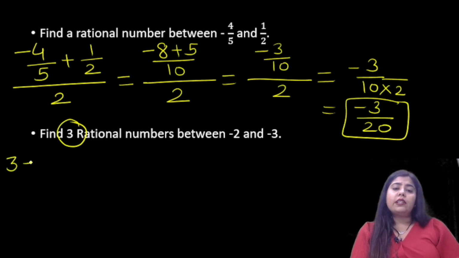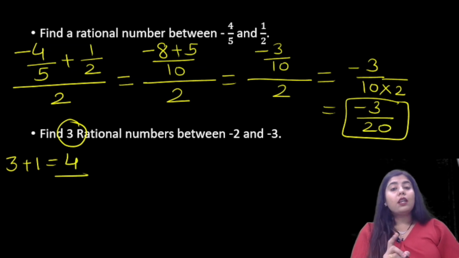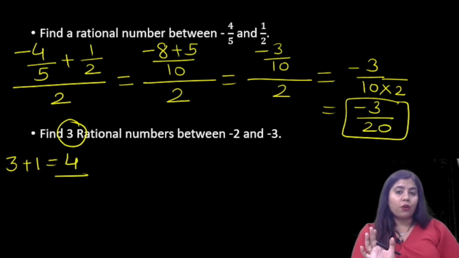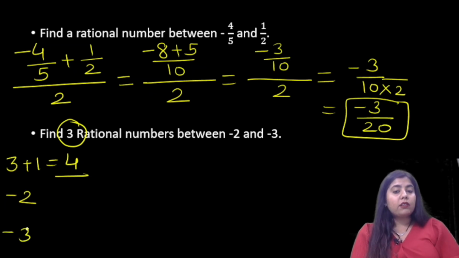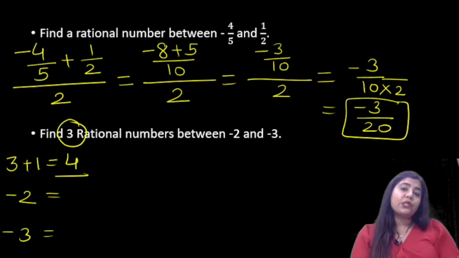Just add 1 in it. When you add 1, you will get the answer as 4, right? Now see what we have to do with this 4. Now you have to find the rational numbers between -2 and -3. Just write -2 and -3 here. Now you have to write the equivalent fractions. Now how can we find the equivalent fraction, and how can we know that whatever we find as the equivalent fraction, it will give the three rational numbers between -2 and -3.